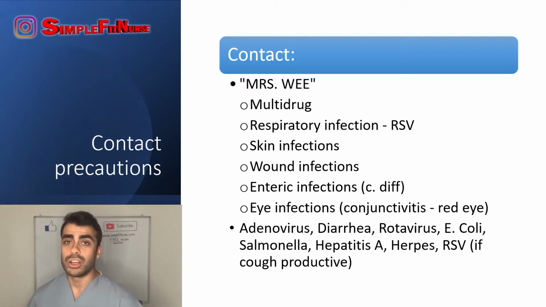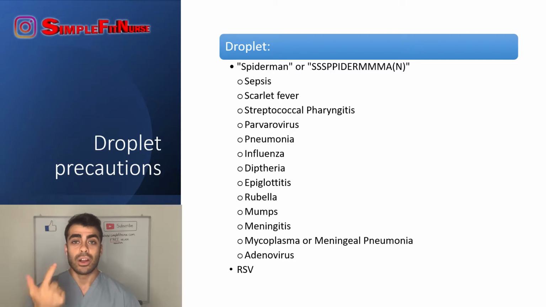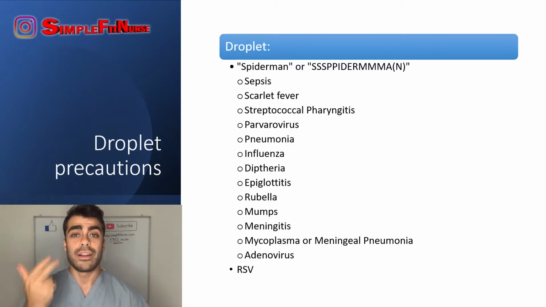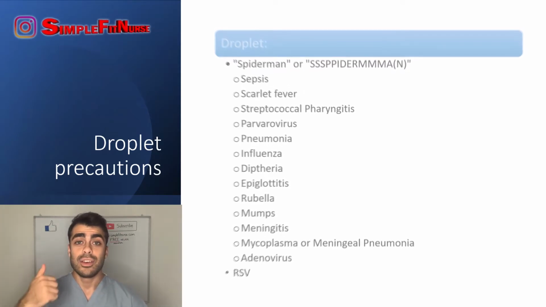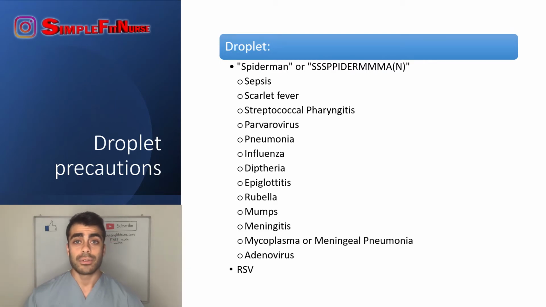For droplet precautions, try to remember Spider-Man. So sepsis, scarlet fever, streptococcal pharyngitis. For P, parvovirus, pneumonia. For I, influenza. For D, diphtheria. For E, epiglottitis. For R, rubella. For M, mumps, meningitis, mycoplasma or meningeal pneumonia. For A, adenovirus. And R is just an exception, which would be RSV.